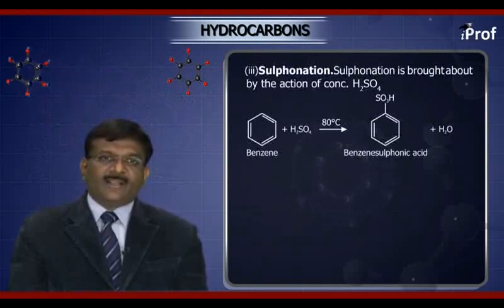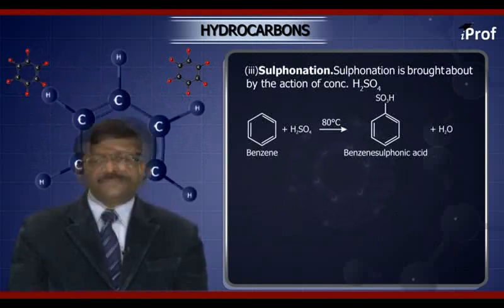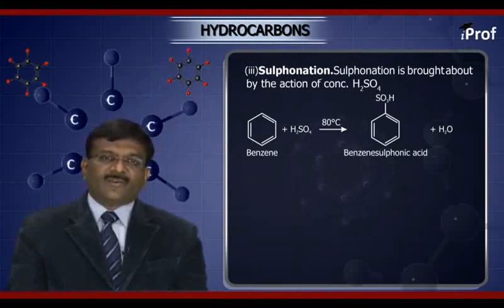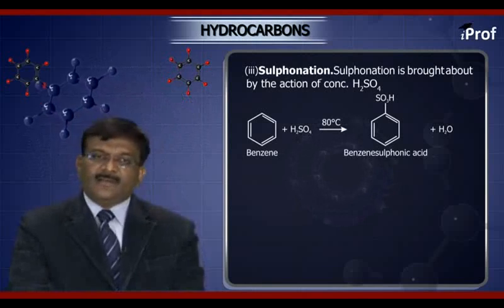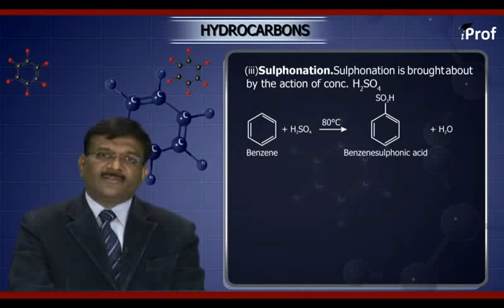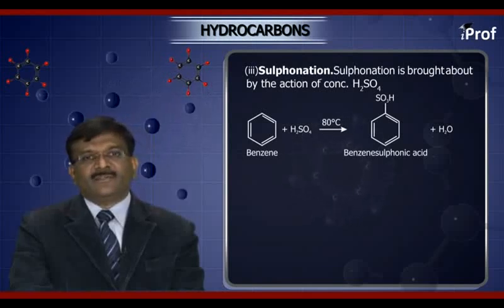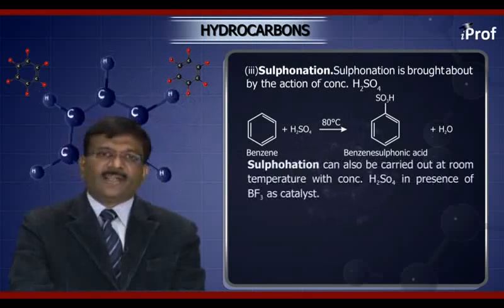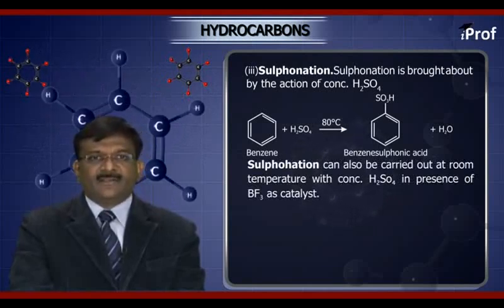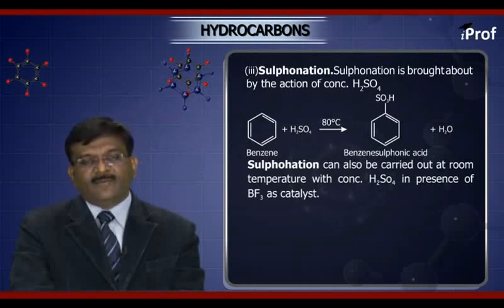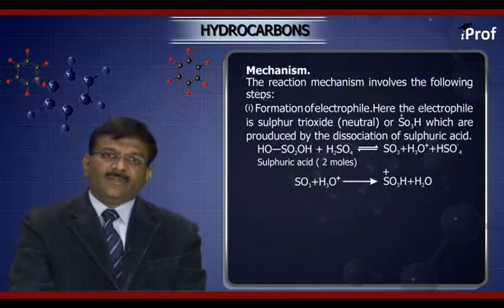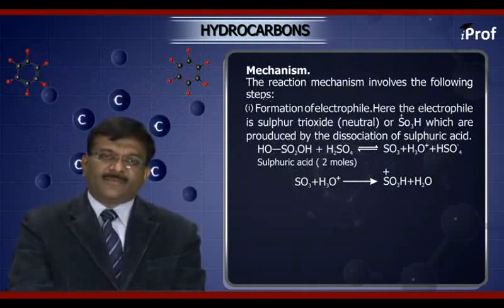Now next, sulfonation. Sulfonation is brought about by the action of concentrated sulfuric acid. The benzene plus H2SO4 at 80 degree centigrade temperature gives the benzene sulfonic acid along with the liberation of water molecule. Sulfonation can also be carried out at room temperature with concentrated sulfuric acid in presence of BF3, boron trifluoride, as catalyst. The reaction mechanism involves the following steps.